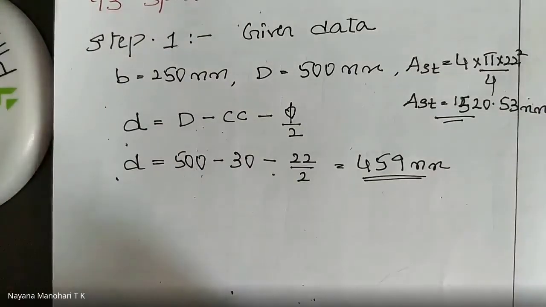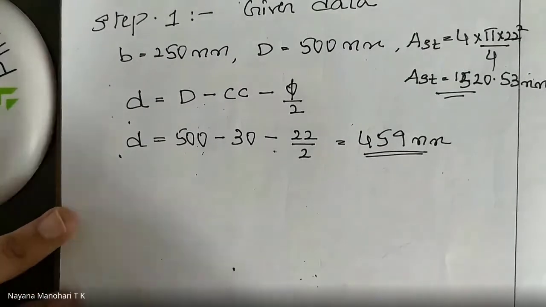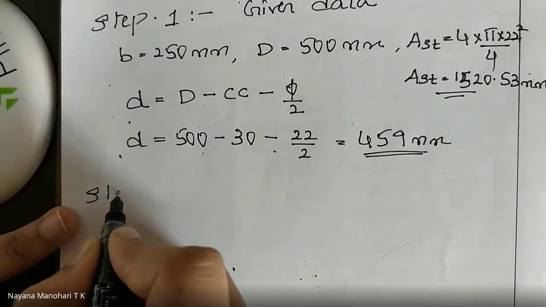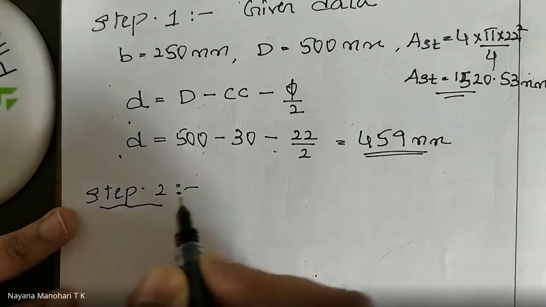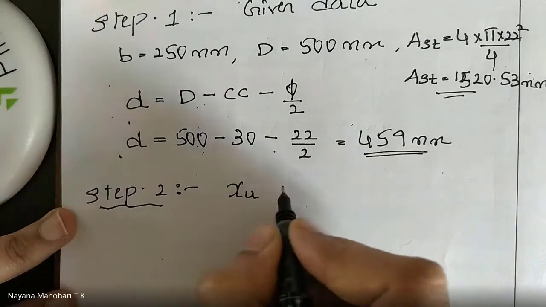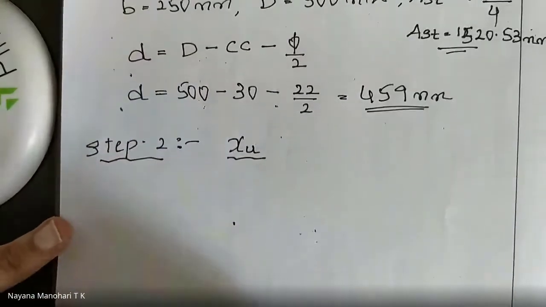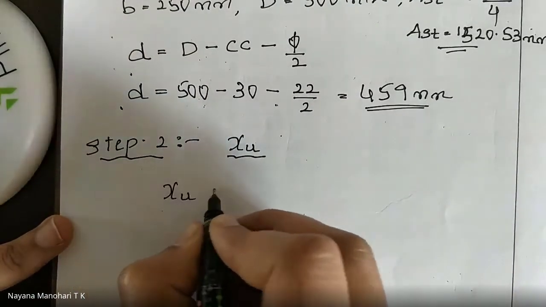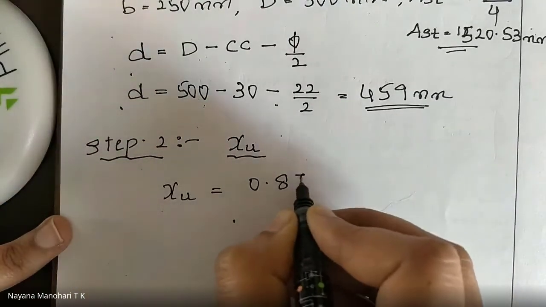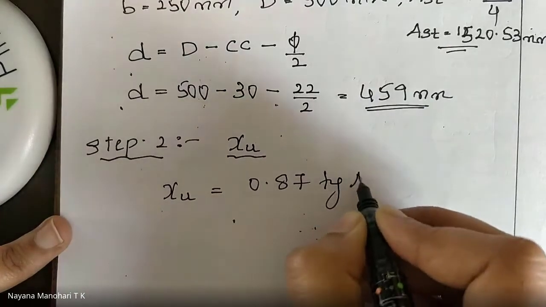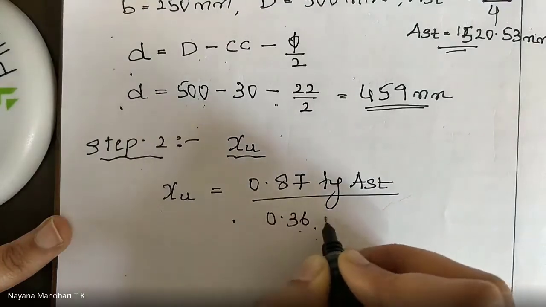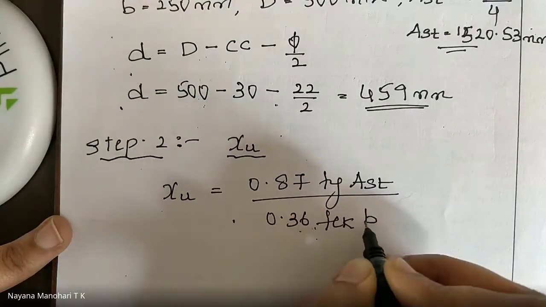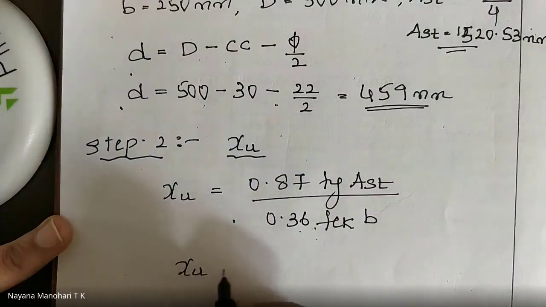And in the last previous problem you solved, first step it is over. What is the second step? Calculate XU. XU is given by what? 0.87 Fy AST divided by 0.36 FCK into B value. Calculate XU value.